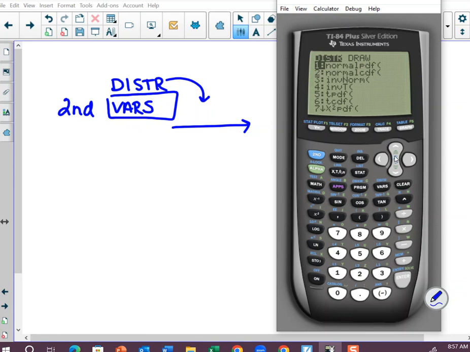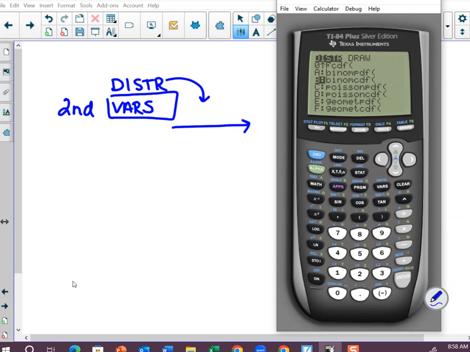Second distribution, letter B. Now, letter B on this has a C instead of a P. PDF versus CDF. Letter B in this binomial menu does a cumulative. It adds stuff up for you. But the way it adds it up is from a number down.